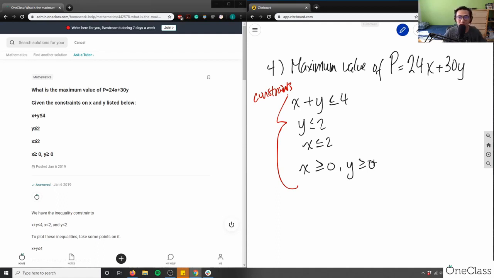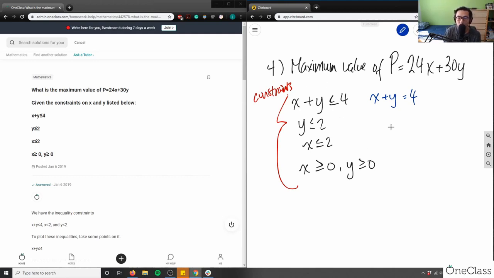All right, so given these constraints, what can we do to find the maximum value? So it says here x plus y has to be less than or equal to 4. So in this case, for the maximum value of this constraint, x plus y has to equal 4, right? Because this constraint says it has to be less than or equal to 4. Therefore, 4 is the maximum value of this first constraint.